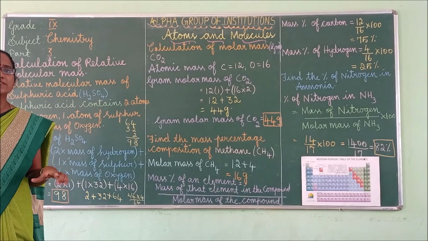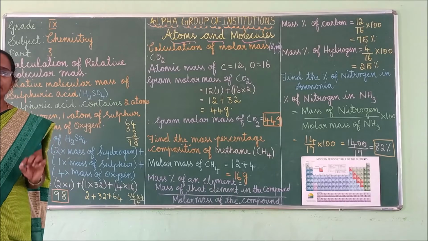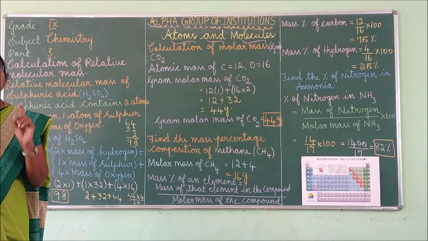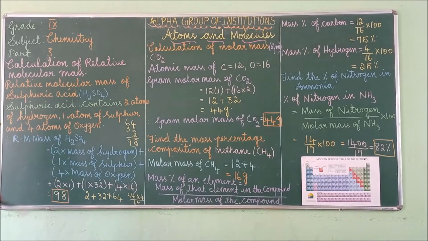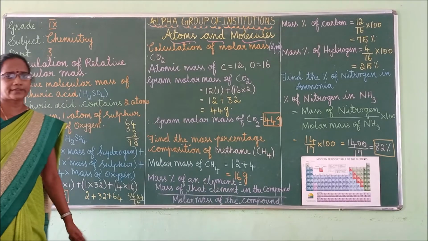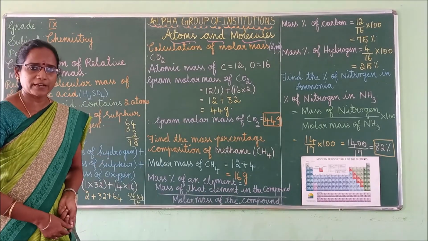It means sulfuric acid is 98 times as heavy as one-twelfth of a carbon-12 atom, the isotope of carbon. So you just put a box like this, highlight the answer like this, right? Shall we move to the second one?